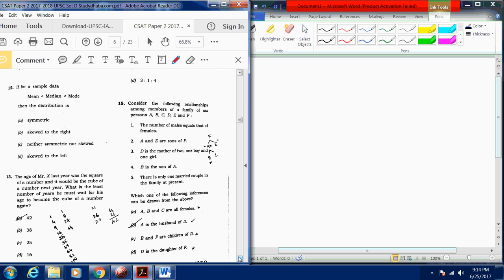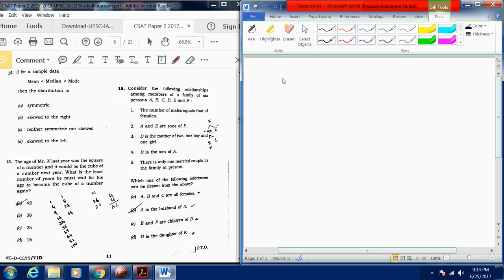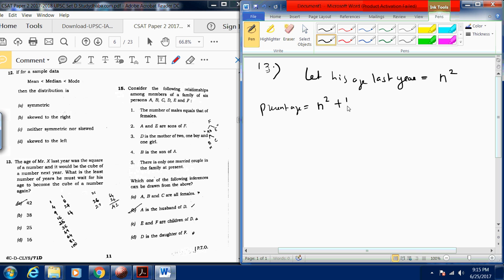So let's move on to question number 13. Interesting question. Practical question. The age of X last year was the square of a number and it would be the cube of a number next year. What is the least number of years he must wait for his age to become the cube of a number again? Now let the age of Mr. X last year be the square of a number. So let us take n square. So if his age last year was n square, present age will be simply n square plus 1. Next year his age will be n square plus 2.